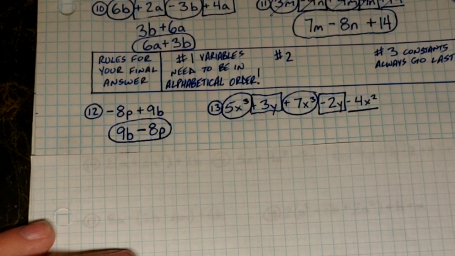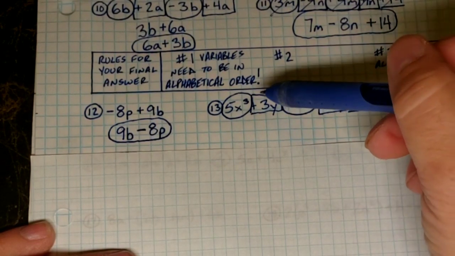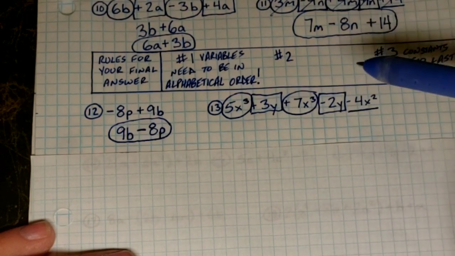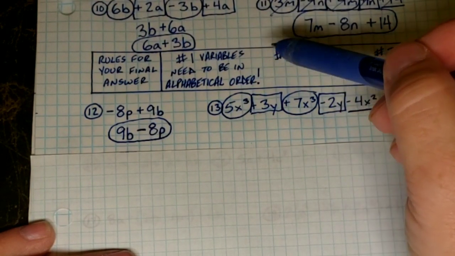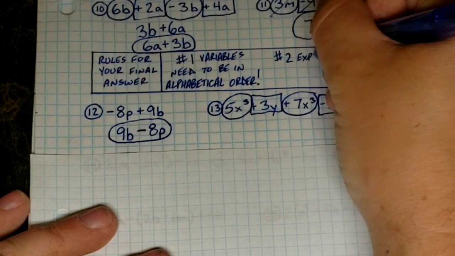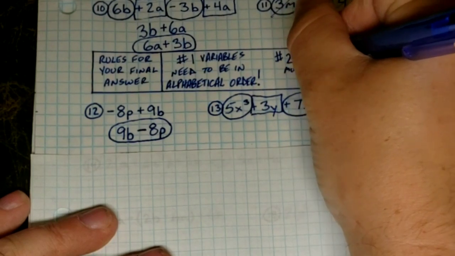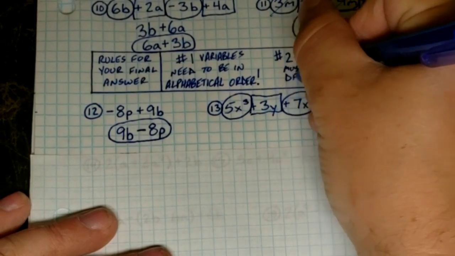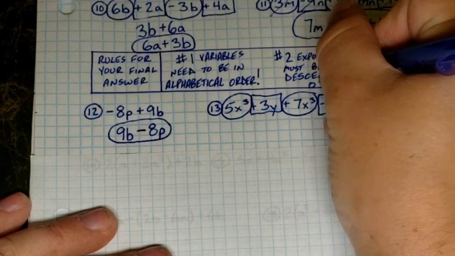All right, so we have to pay attention to alphabetical. So the x's need to come before the y's. But what about this x has a cubed and this x has a squared? Those are not like terms, so which one's supposed to come first? Okay, your number one priority is alphabetical. The second thing that you need to pay attention to is exponents must be in descending order.